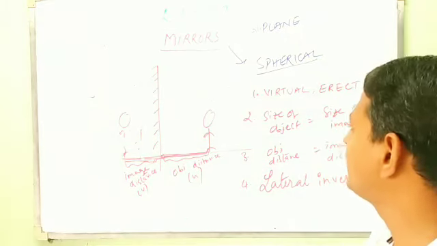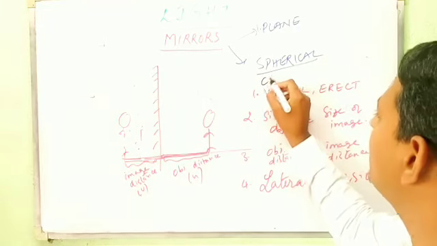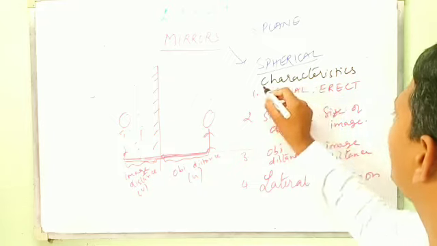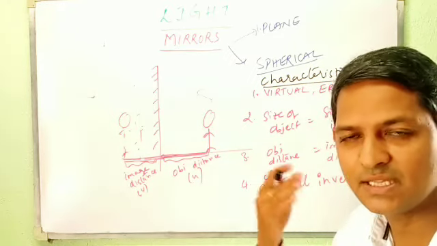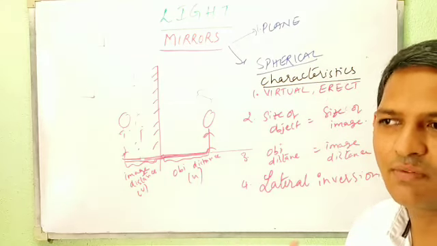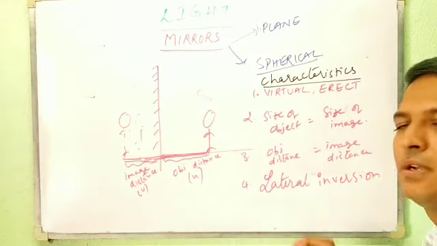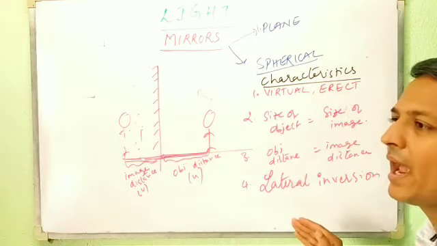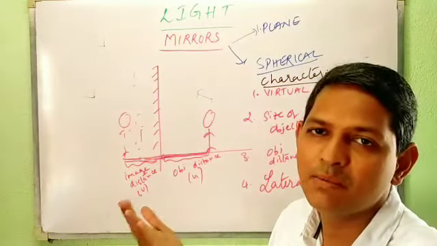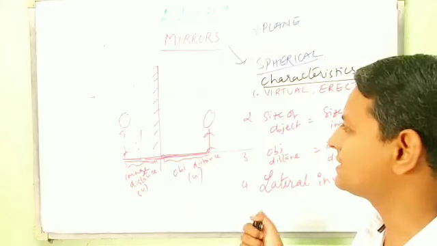So what are the things which we have discussed now? These are all the characteristics of images formed by plane mirrors. Means when you see your image in a plane mirror, what are the characteristics? The images which are formed in the plane mirror are virtual and direct. Size of the object is equal to size of the image. Object distance is equal to image distance, and all the images that are present inside the plane mirror are laterally inverted. So these are the characteristics.